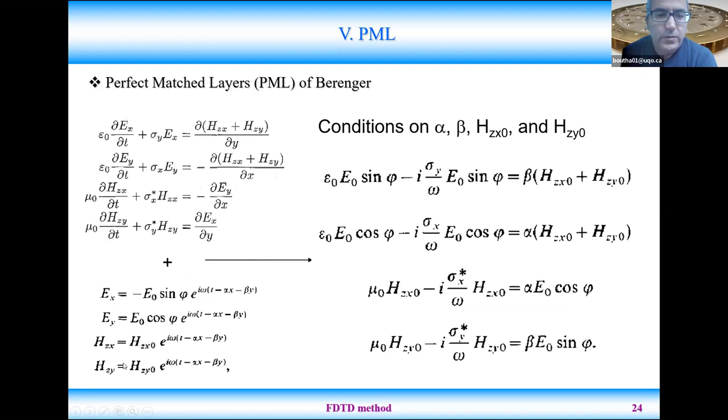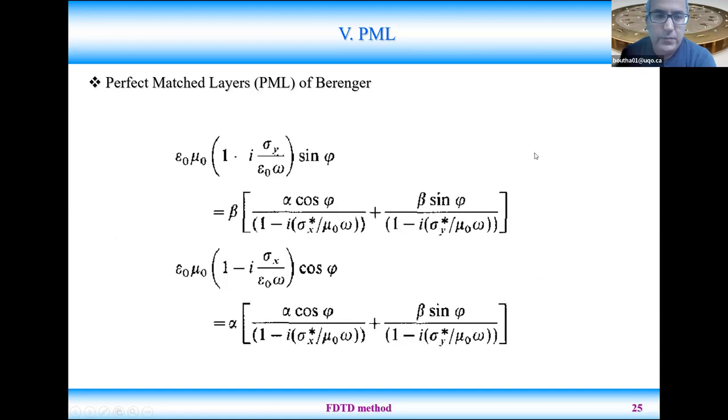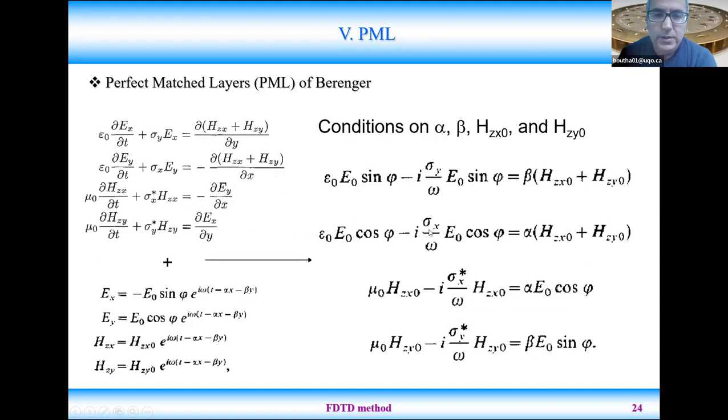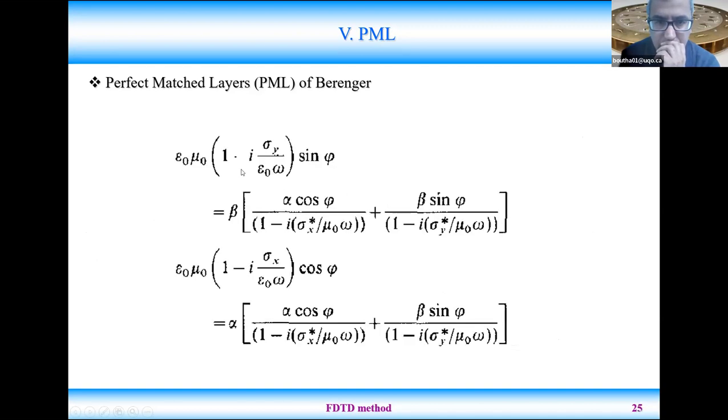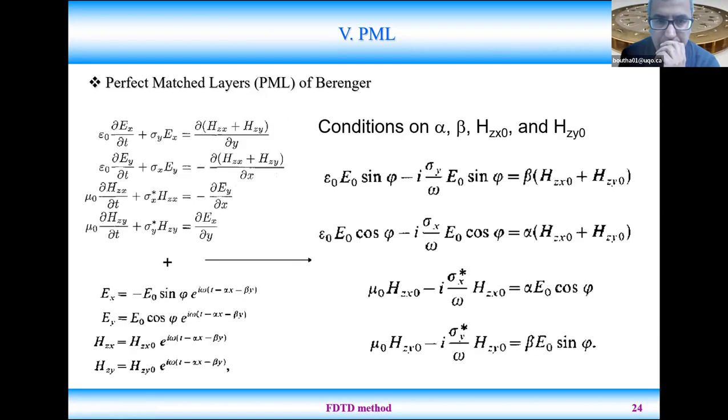If we use the plane wave expression and put that in the modified Maxwell equations, we are going to have these four equations. And these four equations can give us the condition on alpha, beta, HZX0, and HZY0. So this equation is obtained by, let me try to remember.